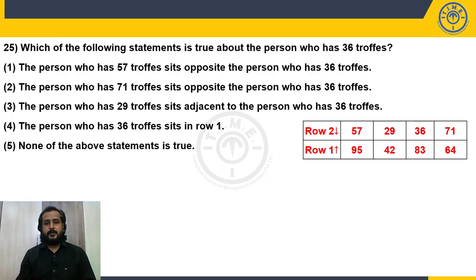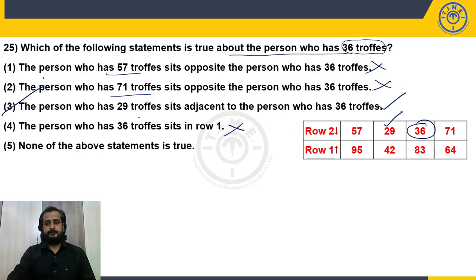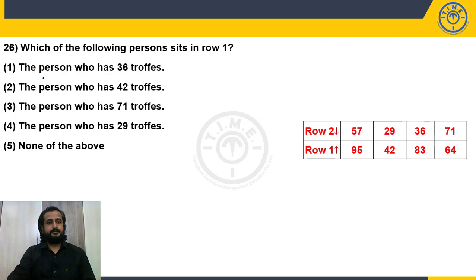Which of the following statements is true about the person who has 36? The person who has 57 trophies opposite 36? No. The person who has 71 trophies opposite 36? No. 29 trophies sits adjacent to 36? Yes. The person who has 36 trophies sits in row 1? No. None of the above statements? No. One of the statements is true. Third option. Choice 3. Next.